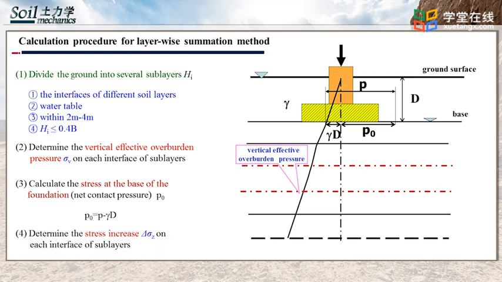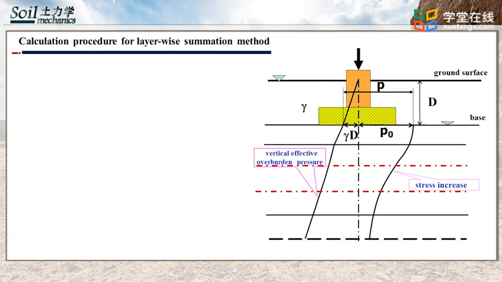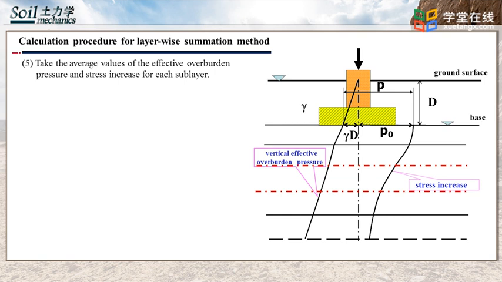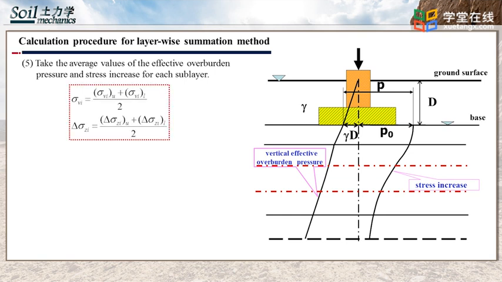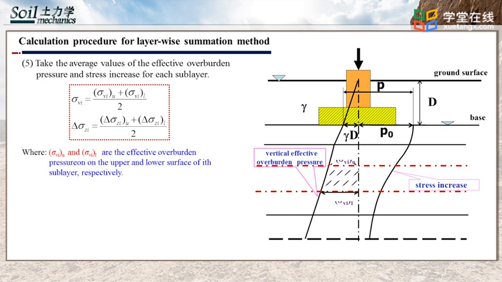Step 4. Determine the stress increase, delta sigma_z, on each interface of sublayers, and plot its distribution curve. The stress increase should be calculated from the base of the foundation. Step 5. Take the average values of the effective overburden pressure and the stress increase for each sublayer. In this equation, sigma_v,iu and sigma_v,il are the effective overburden pressures on the upper and the lower surface of the i-th sublayer respectively.